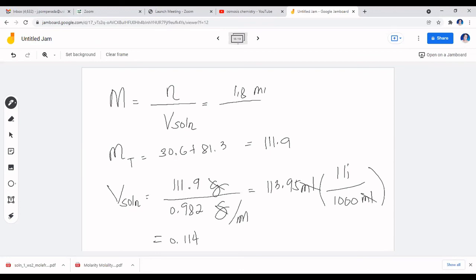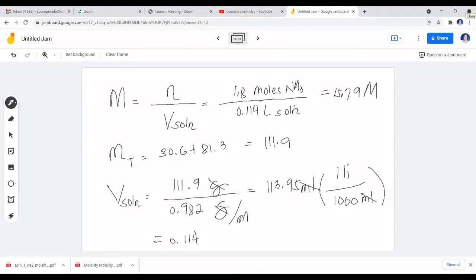Then I go back here. So this is moles ammonia over 0.114 liter solution. Okay? Giving us a molarity of 15.79. Okay. So see?